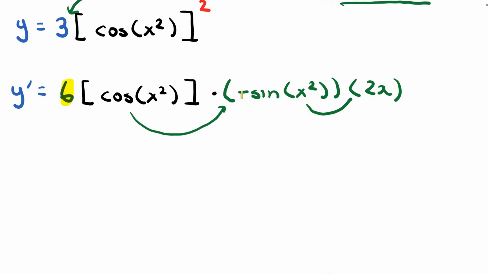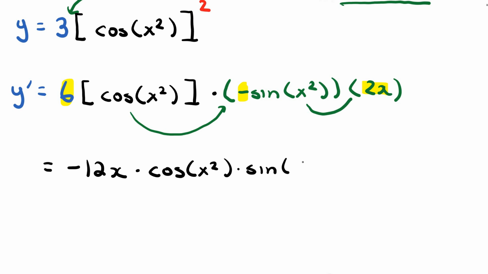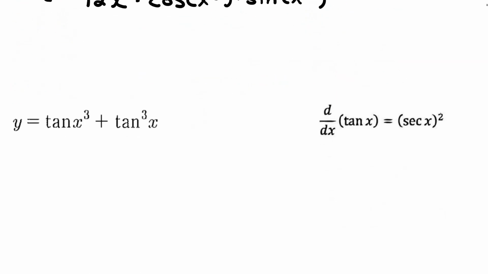Okay, so that right there is the final answer. If you want to take this 6, this negative sign, and that 2x, and multiply all that together, you would get negative 12x. And then you just multiply by everything else, which is cos of x squared, and then sine of x squared. Okay, that's it for that particular question. Let's keep on going.